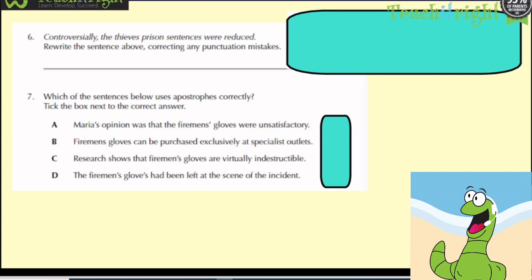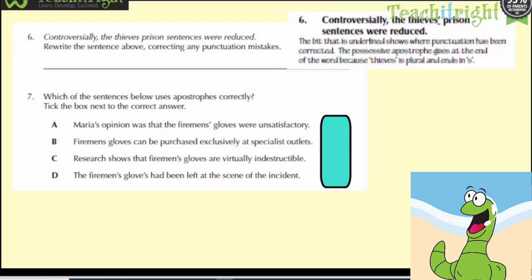Number 6. Controversially, the thieves' prison sentences were reduced. Rewrite the sentence, correcting any punctuation mistakes. And there weren't too many. It was literally missing an apostrophe. This is the possessive apostrophe to show that the sentences belonged to the thieves. The thieves' prison sentences were reduced. And it goes after the S because thieves is plural. We're talking about more than one thief.